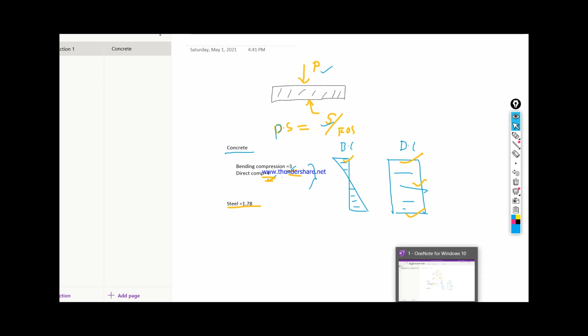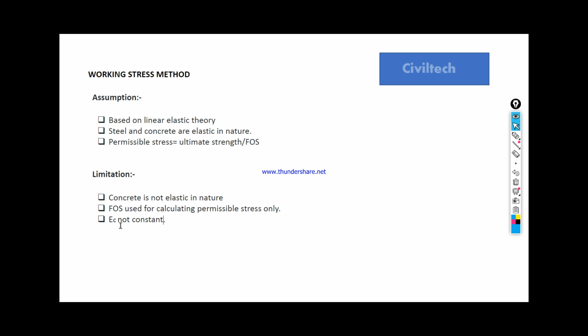Third limitation, we have considered the modulus of elasticity to be constant for working stress method, but we didn't consider any creep effect. That's why we get only one modulus of elasticity. But if I consider the creep effect, then we get two moduli of elasticity: one is the short-term modulus of elasticity, the other is the long-term modulus of elasticity.